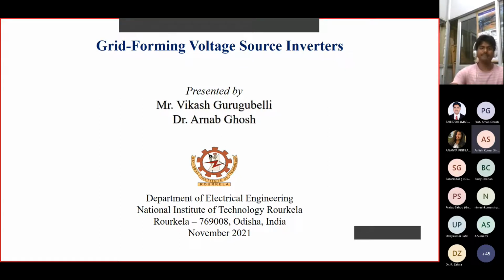Good evening, everyone. My name is Vikash Gurugubelli, pursuing PhD final year under Professor Arnab Ghosh. Today, my topic is grid forming voltage source inverter. Nowadays, all the inverters we are using are grid following inverters. Today, I am explaining about the grid forming voltage source inverter. First, I will explain how to simulate the voltage source inverter in islanding mode. Later, I will explain about parallel inverters and how they form the grid. That is the main motto of the session.